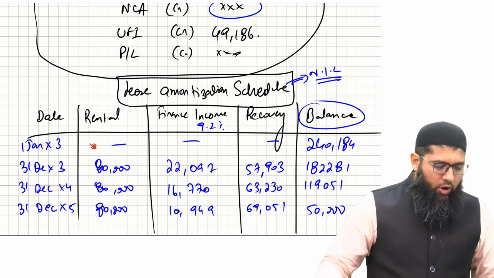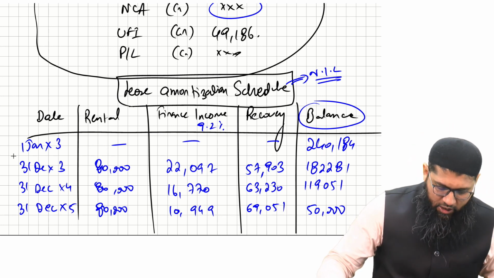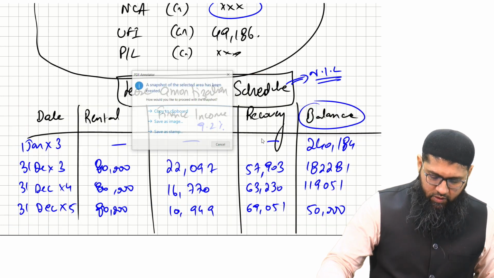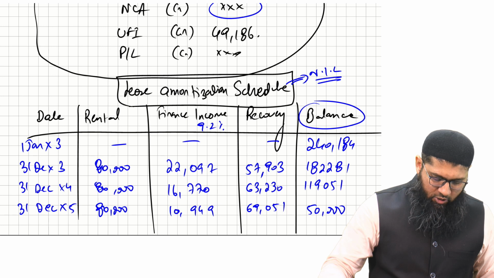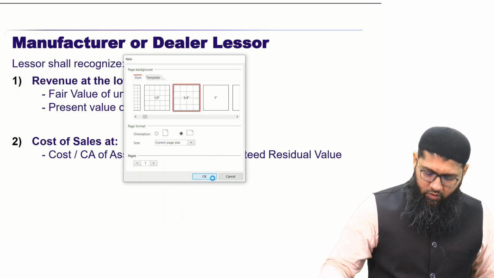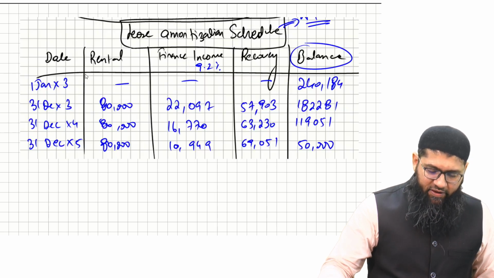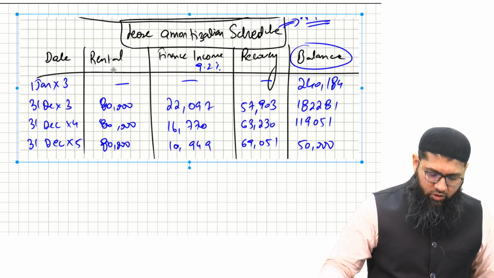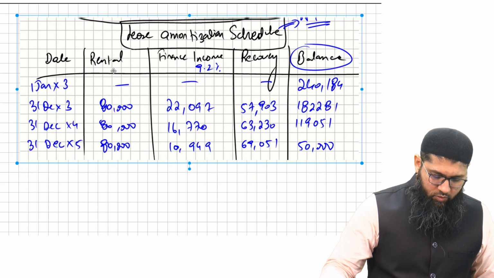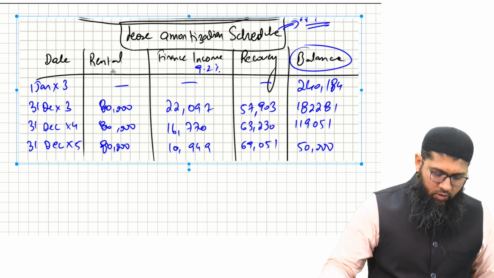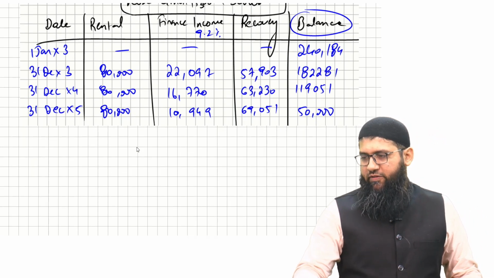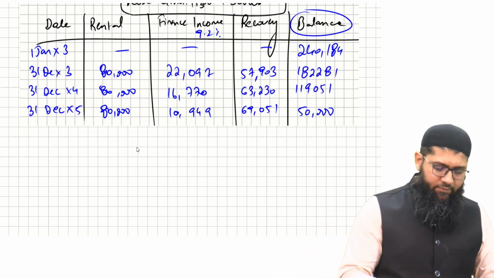Now, I want you to see how the accounting entries are going to be prepared in the books of lessor. I've just copied the schedule again over here just to make sure that you can see it simultaneously while passing the entries. There is something that you need to understand with respect to it.